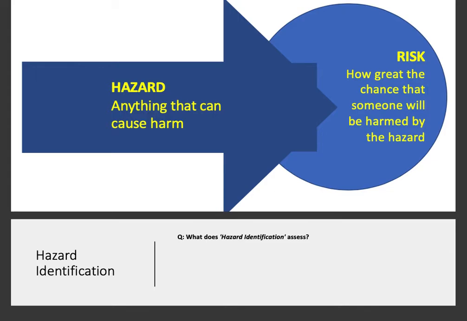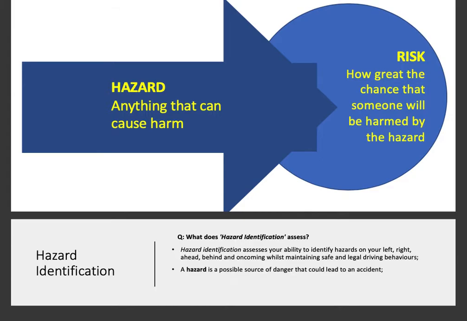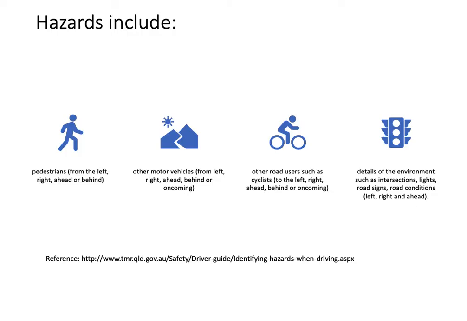Hazard identification. What does hazard identification assess? Hazard identification assesses the driver's ability to identify hazards on their left, right, ahead, behind, and oncoming whilst maintaining safe and legal driving behaviours. Now, hazard and risk aren't the same thing. A hazard is anything that can cause harm, whereas a risk is how great the chance that someone will be harmed by the hazard. Hazards include pedestrians, other motor vehicles, other road users, and the environment, such as traffic lights.